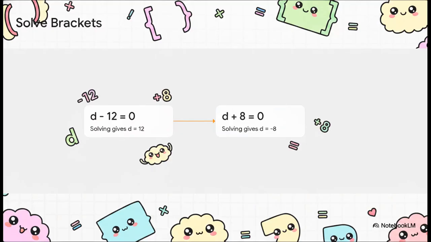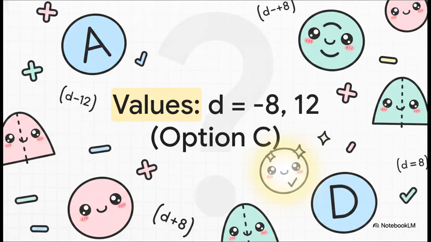All right, time for the final mathematical step. When you have two brackets multiplying to give 0, algebra tells us that at least one of those brackets just has to be 0. So we solve for each one independently. First, if d minus 12 equals 0, then d has to be positive 12. Second, if d plus 8 equals 0, then d must be negative 8. And there it is, our final values for d are exactly 12 and negative 8.